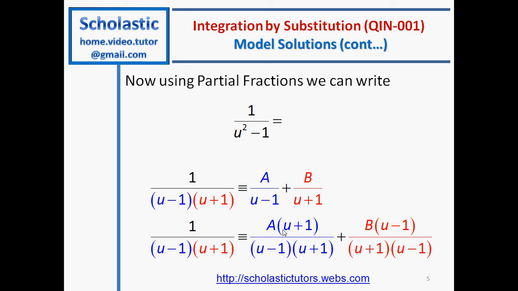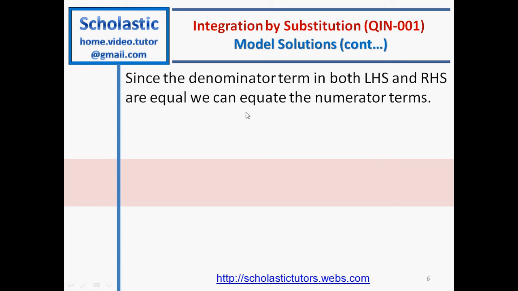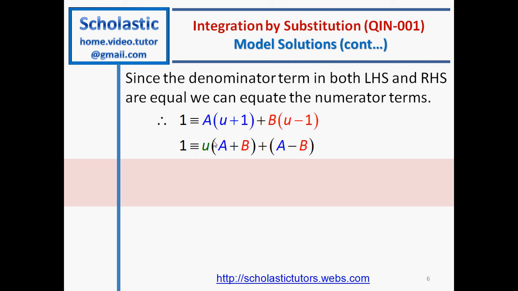So we can make the denominators equal by multiplying by u plus 1 on the first term, and here you multiply by u minus 1 on the second term. So the denominator is equal. Therefore the numerator is 1 equals a(u plus 1) plus b(u minus 1). That's what we get here.